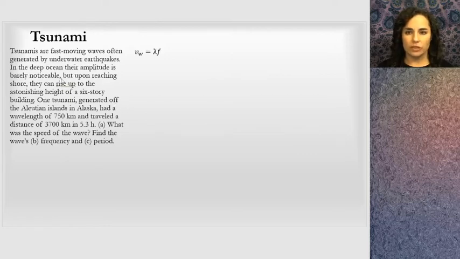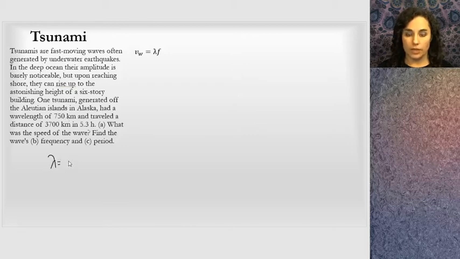They give us different information. It says tsunamis are fast-moving waves often generated by underwater earthquakes. So we're thinking about water on the ocean. It gets shifted up and maybe a pulse goes traveling across the ocean. In the deep ocean, their amplitude is barely noticeable, but upon reaching the shore, they can rise up to an astonishing height of 6 stories. One tsunami, generated off the Aleutian Islands in Alaska, had a wavelength of 750 kilometers.